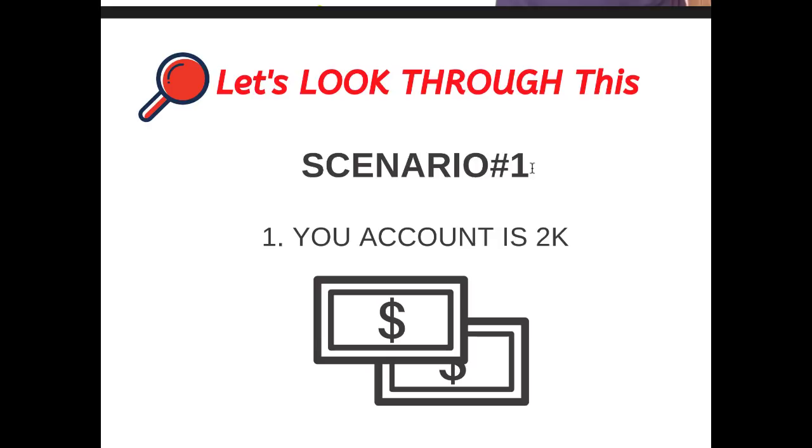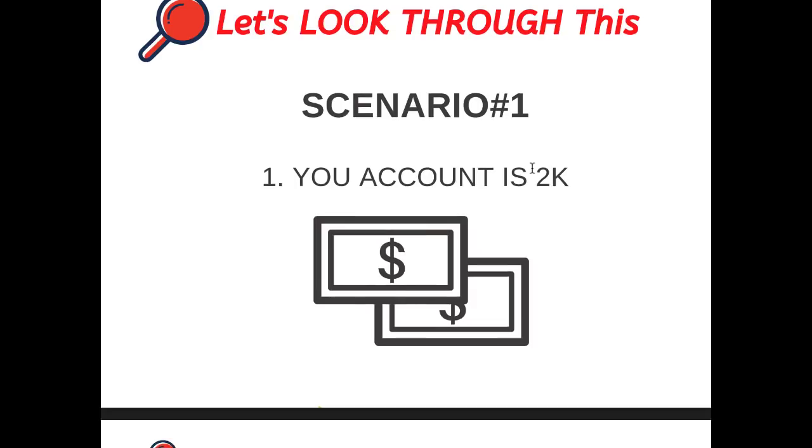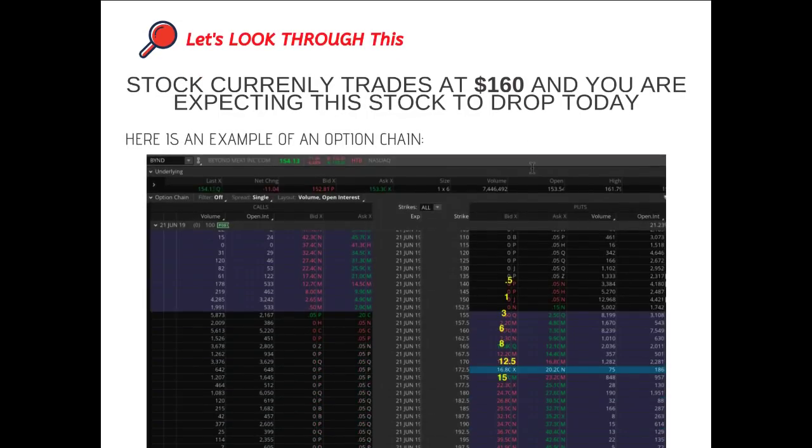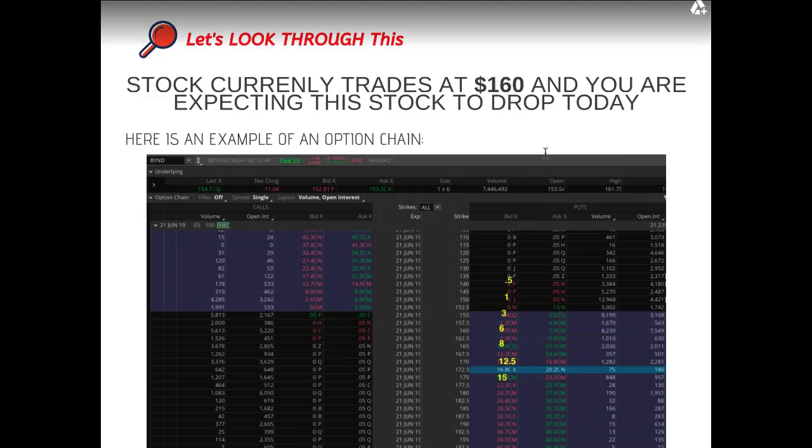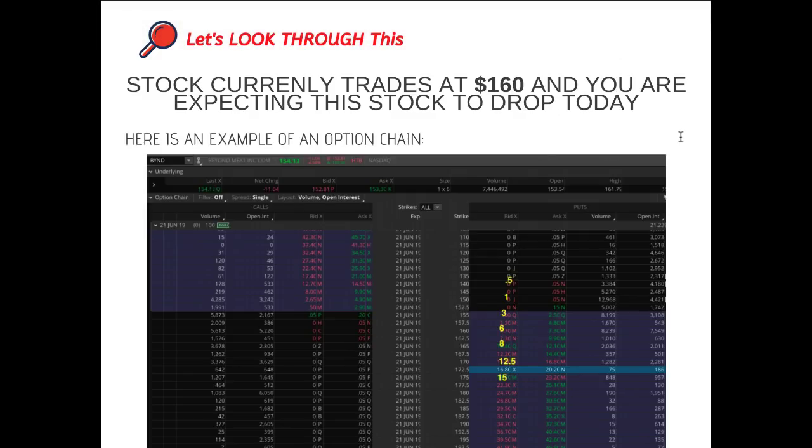Scenario number one that I want you to walk through with me: imagine that your account is at $2,000. We're going to take a look at a hypothetical trade, and then we're going to walk through a real trade that we've suggested in our 13 Markets Move daily analysis. So here's the deal. This is an option chain. We're looking at a stock that currently trades at 160 bucks.